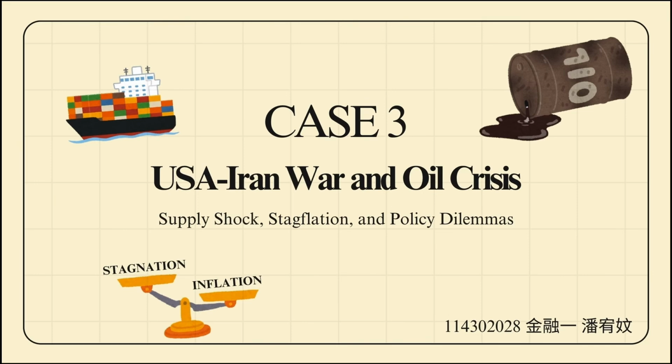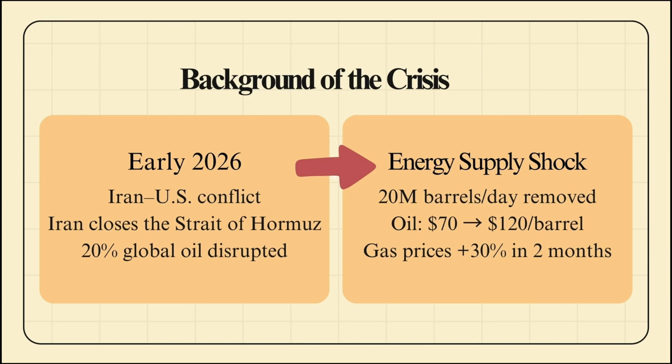Today I will be presenting Case 3, the USA-Iran War and Oil Crisis, which covers energy supply shocks, stagflation, and the policy dilemmas. In early 2026, a conflict between the US and Iran led to the closure of the Strait of Hormuz, a choke point through which nearly 20% of global oil flows daily. This removed around 20 million barrels per day from the market, causing oil prices to surge from 70 to 120 per barrel, and US gasoline prices to jump 30% in just 2 months. Unlike a normal downturn where falling demand brings prices down, this was a supply shock. Supply was cut, so prices rose even as the economy slowed, creating the conditions for stagflation.